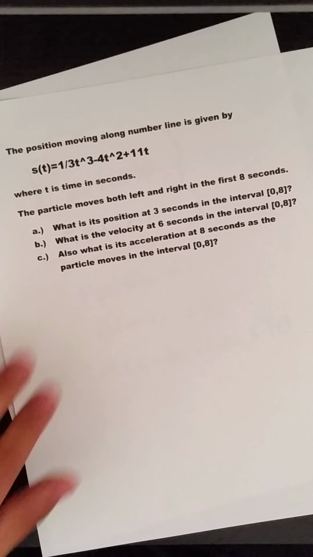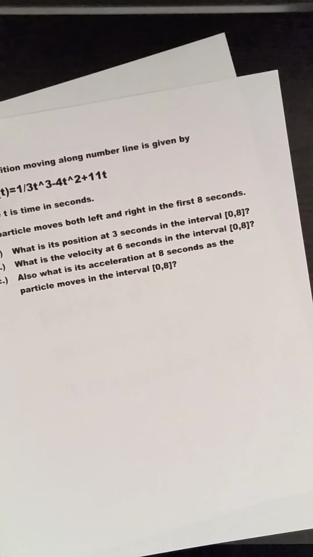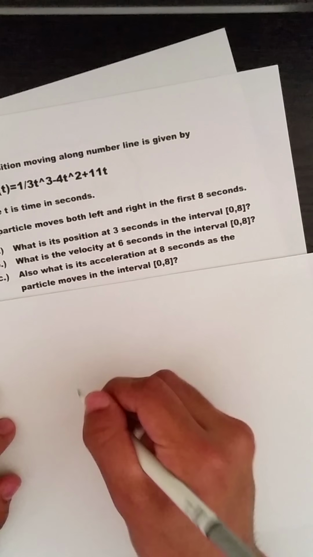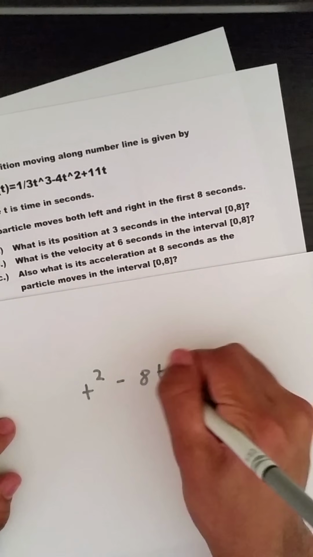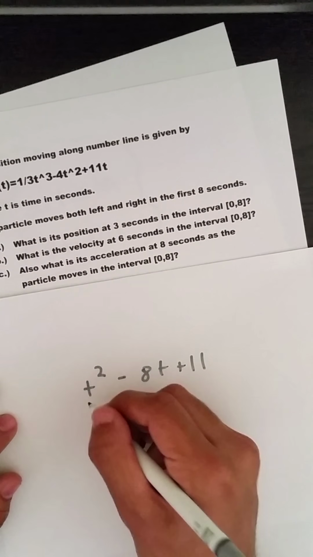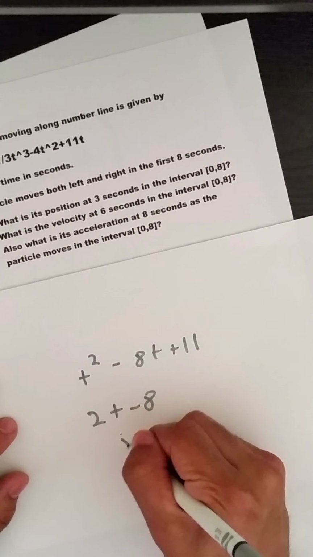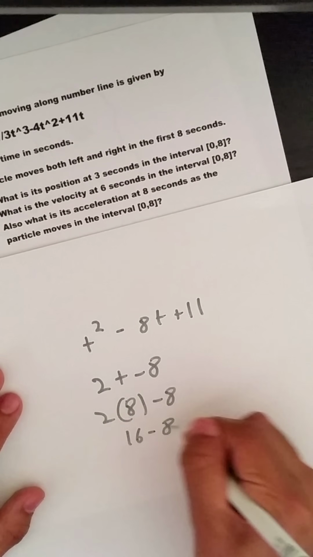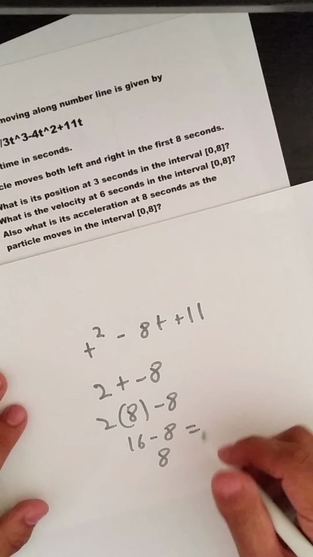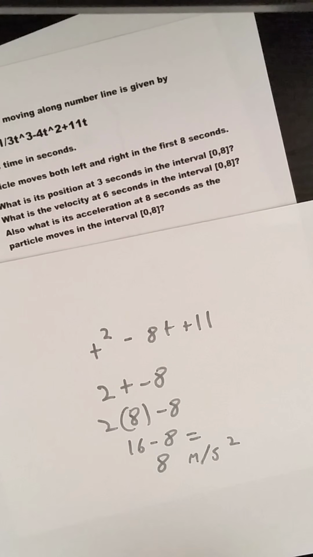The next part is asking what is its acceleration at 8 seconds as the particle moves in the interval 0 to 8. After getting the first derivative, we can just go off of that: t squared minus 8t plus 11. So get the derivative, 2t minus 8. And then it's asking at 8 seconds. Plug in 8 into 2t minus 8, which gives you 16 minus 8, which will give you 8. So that's 8 meters per second squared, which is the acceleration for the original function.